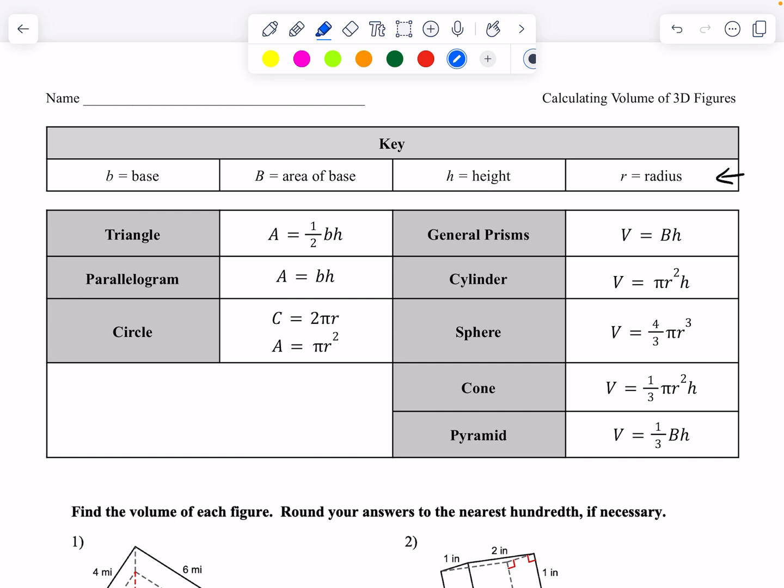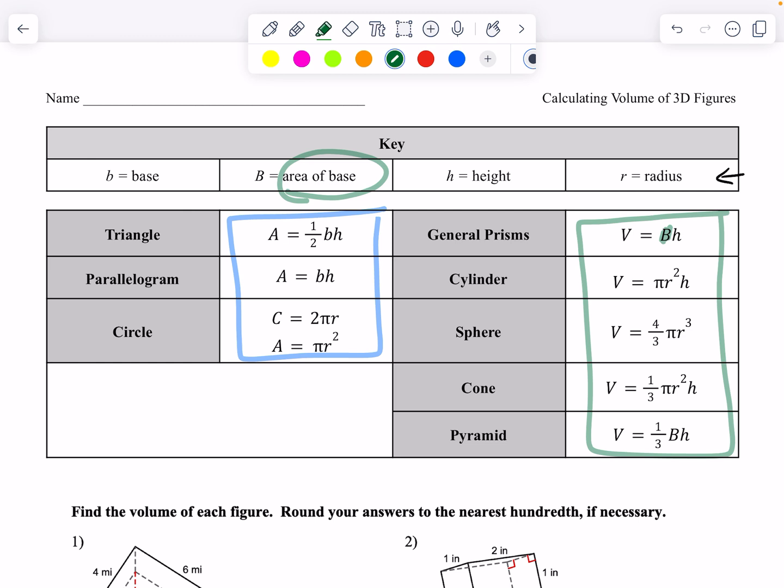On the left-hand side here, you've got your area and circumference formulas. And on your right-hand side, you've got all of your volume formulas. So a few things to note. A capital B means the area of the base, okay? So you'll have to figure out what is the base of the figure and then find the area of that, using these formulas over here, and then multiply it by its height. And that's a key part to the pyramid and general prisms.